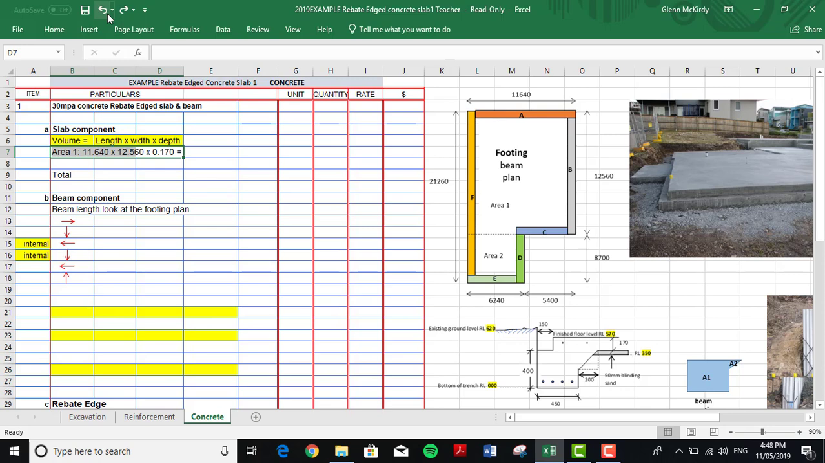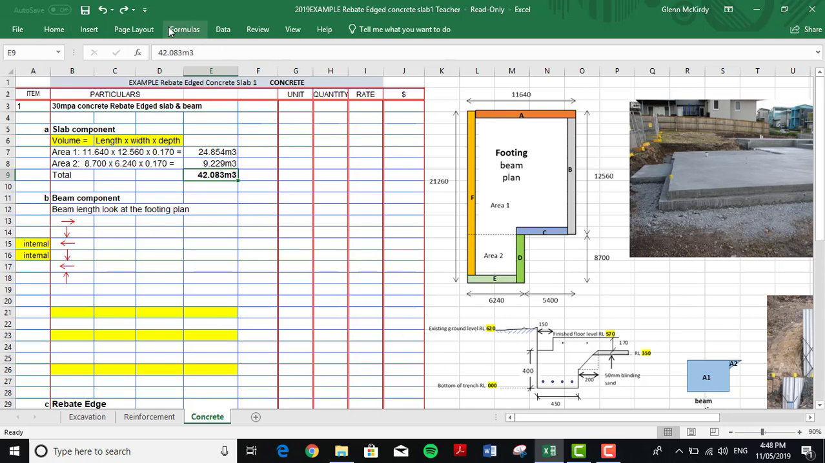And there's the area there, and there's the answer for area 1. Then we move to area 2. We break it up into two areas because it's just a simpler way to do the calculation. Then we get the total number of cubic meters. Our depth here we can see is 170 millimeters, and that's just the surface area. They're 11.64 and the 12.56 and the 6.24 and the 8.7 times the depth.